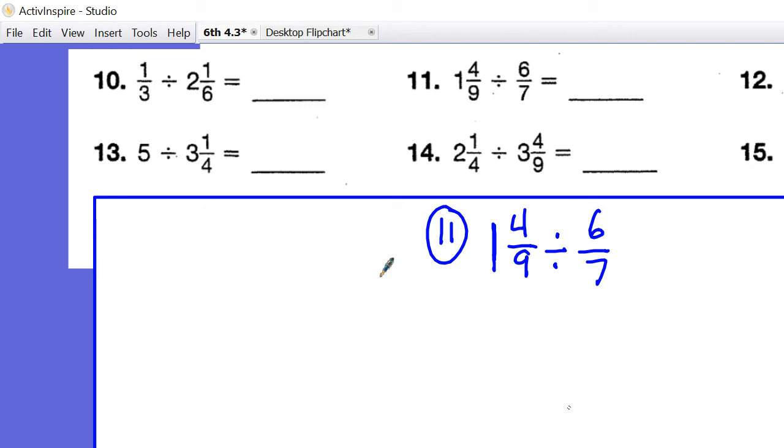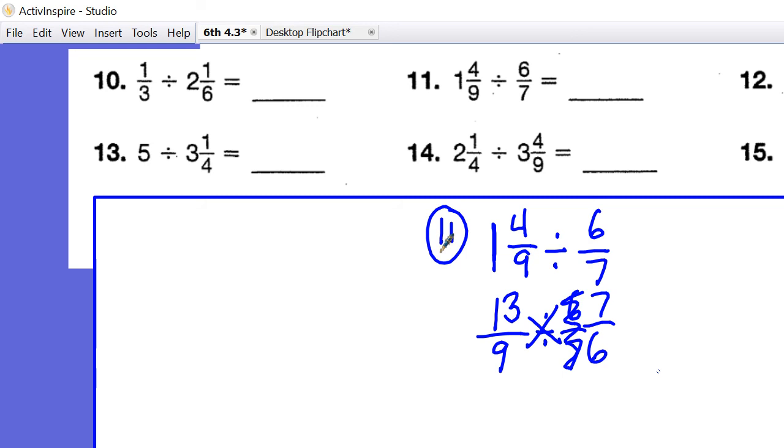The first step is to take the mixed numbers and rewrite them as improper fractions. So 1 times 9 is 9, plus 4 is 13. The first fraction is 13/9. The second fraction is a regular fraction that remains a regular fraction until we do the step of multiply the reciprocal, which is what I'm going to do now. After I rewrite my fractions as improper fractions, I then multiply by the reciprocal of 6 over 7, which is 7 over 6.